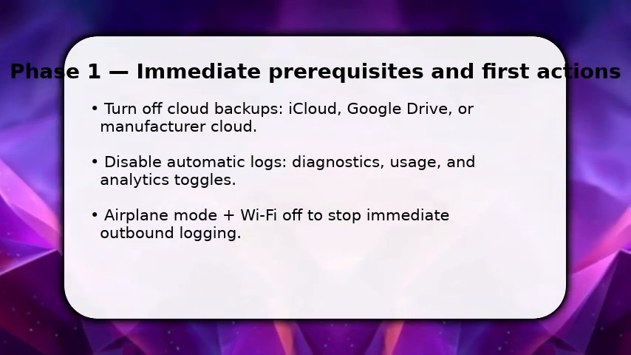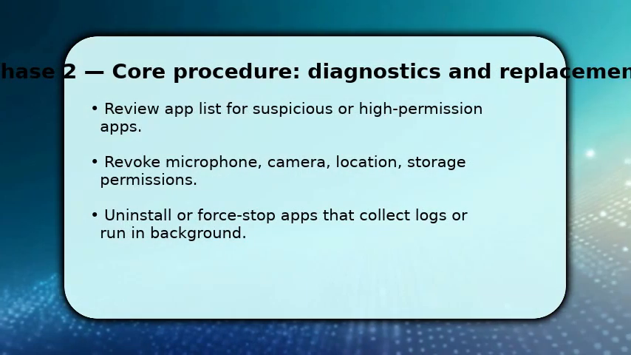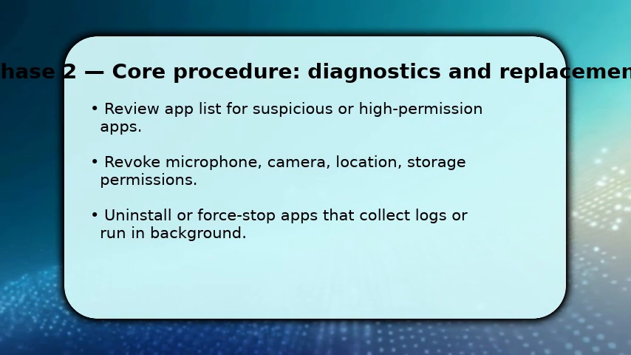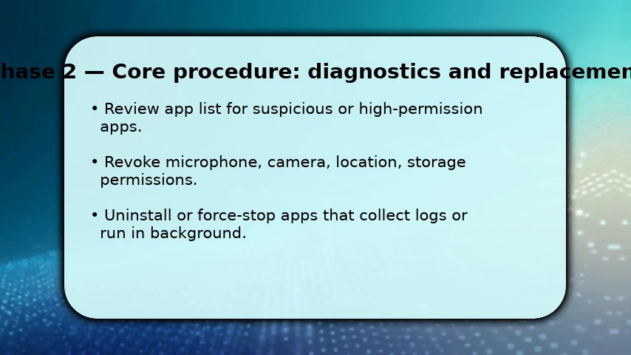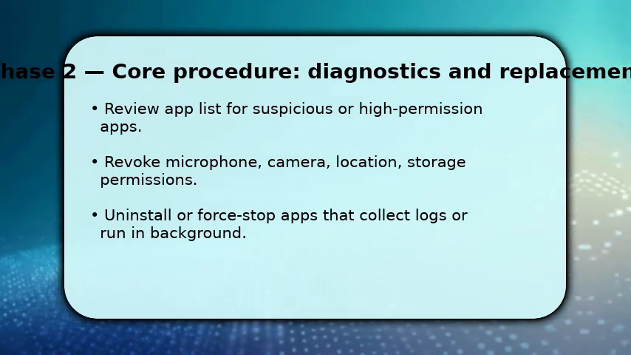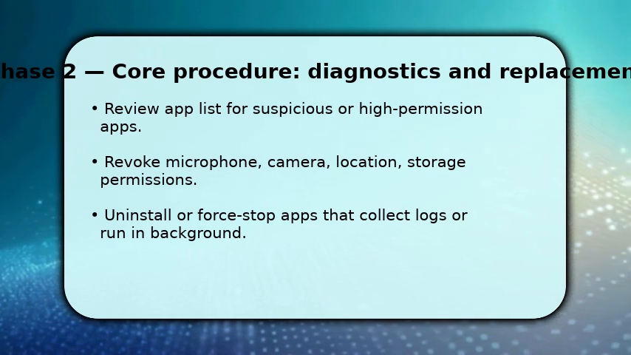Next, you audit every app that can create or send logs. Go through installed apps and flag any with excessive permissions, especially microphone, camera, location, and background data. Revoke those permissions immediately. This prevents future recordings and reduces telemetry.